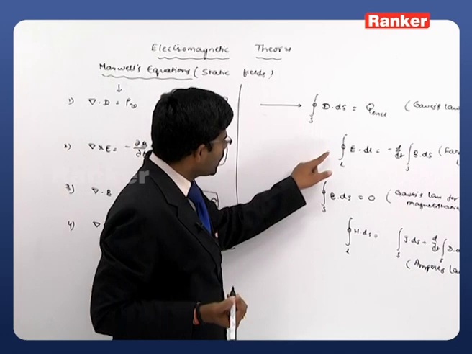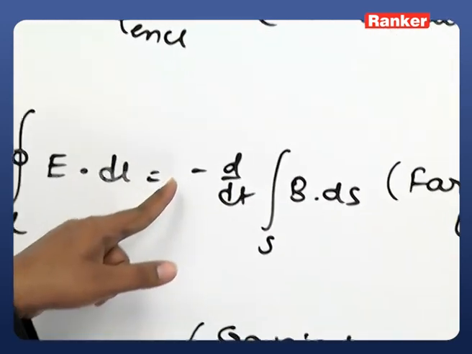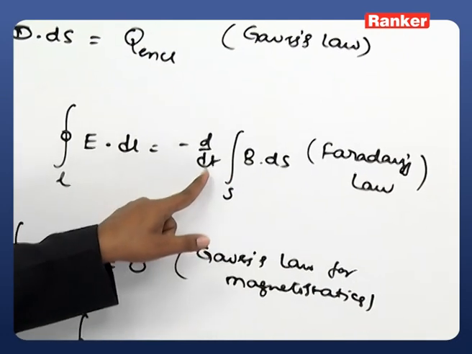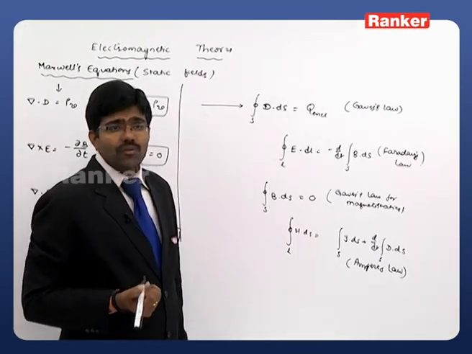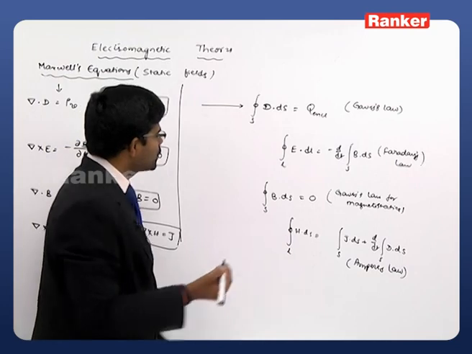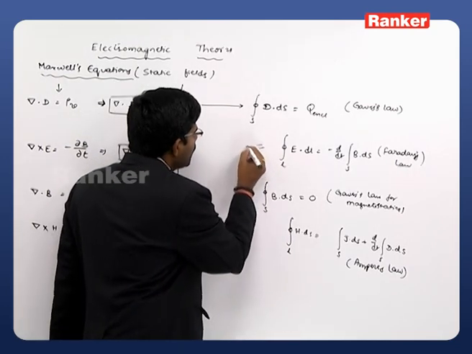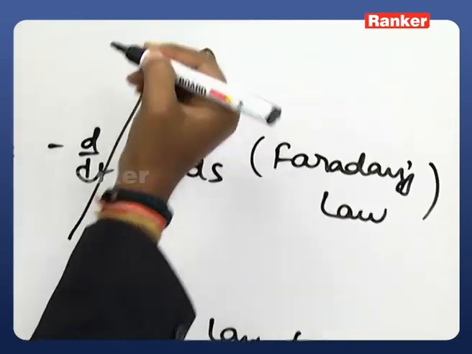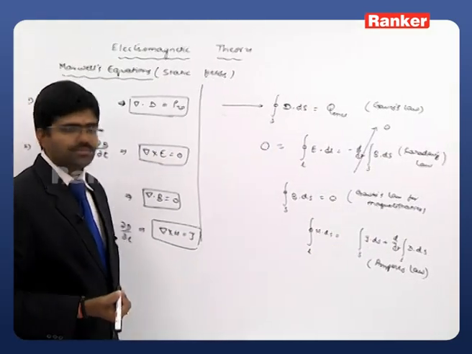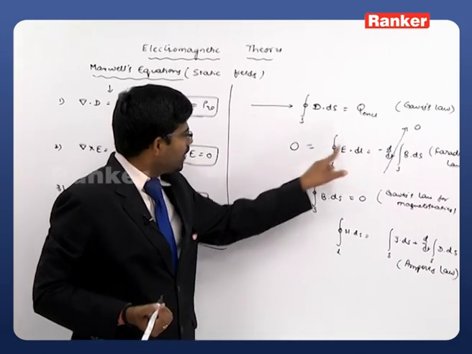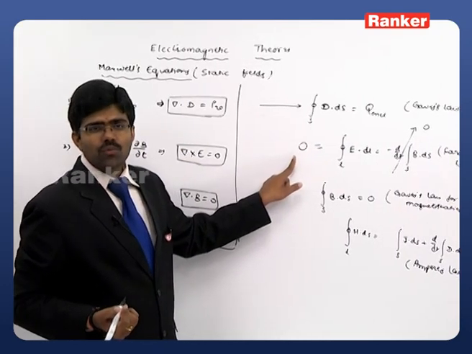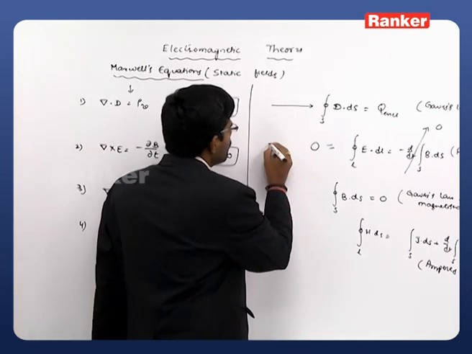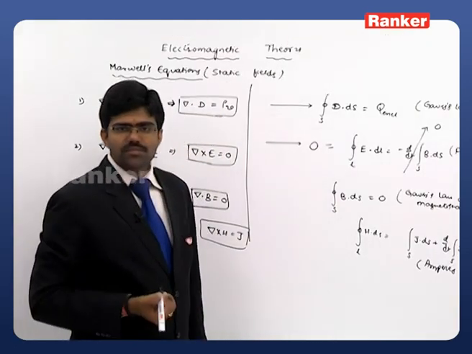We come to the second equation. Line integral of E dot dl is equal to minus dou by dou t of the surface integral of B dot dS. But here clearly you can observe a time varying term. Since we have a time varying term, make it equal to 0. So simply I am making it equal to 0, and this term will vanish for static fields. The line integral of E dot dl is equal to 0. That is what we are supposed to remember as the integral form of our Maxwell's equations for static fields.